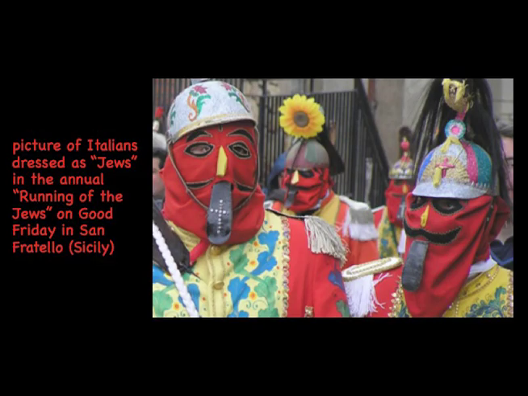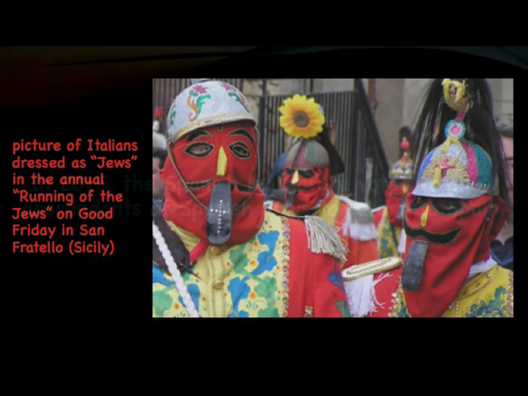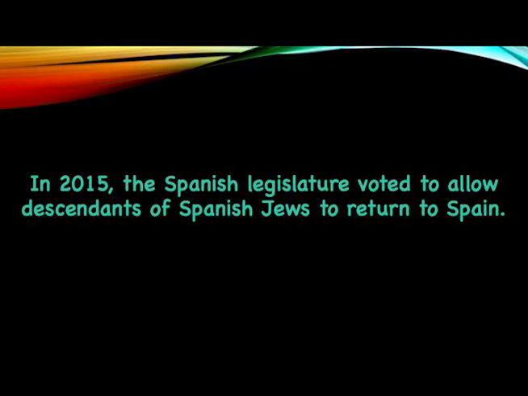Conversos continued to be persecuted after the expulsion of Jews. Catholics in the Spanish Crown lands engaged in public commemorations of the perfidy of Jews for centuries to come, even to the present day, such as in the annual so-called Running of the Jews on Good Friday in the Sicilian town of San Fratello, as seen here in a recent photograph that can easily be found on the web. Only in 2015 did the Spanish legislature vote to restore the right of return to the descendants of Spanish Jews expelled in 1492. It took over 500 years.